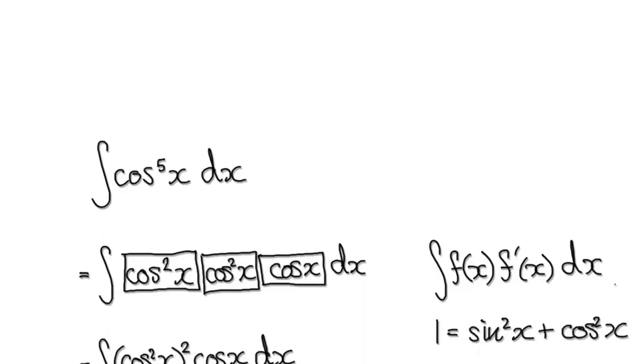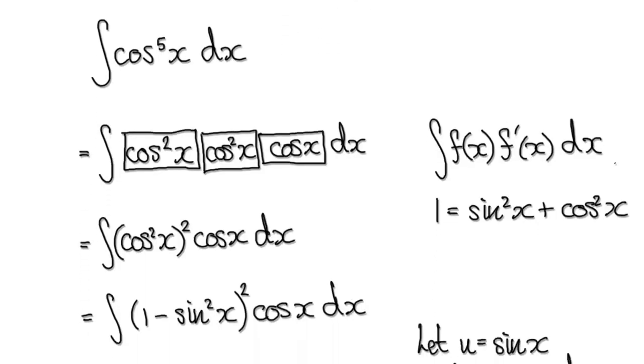Following on from the previous video, I'm going to give you another example. So in this video, we're going to try and integrate cos to the power of 5. So remember, we're always trying to obtain this, something being the derivative of another thing.